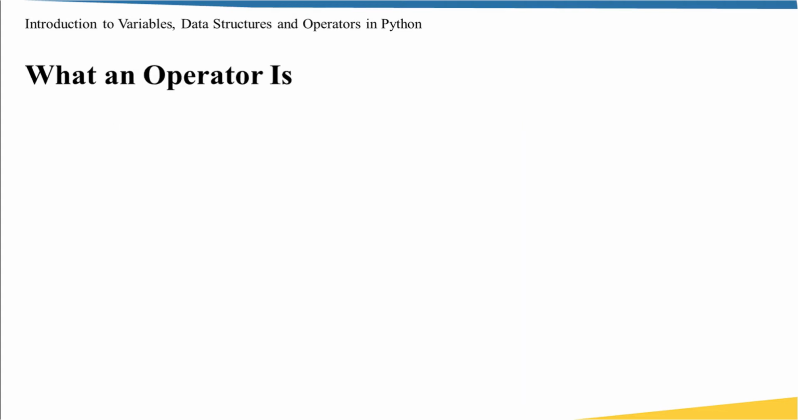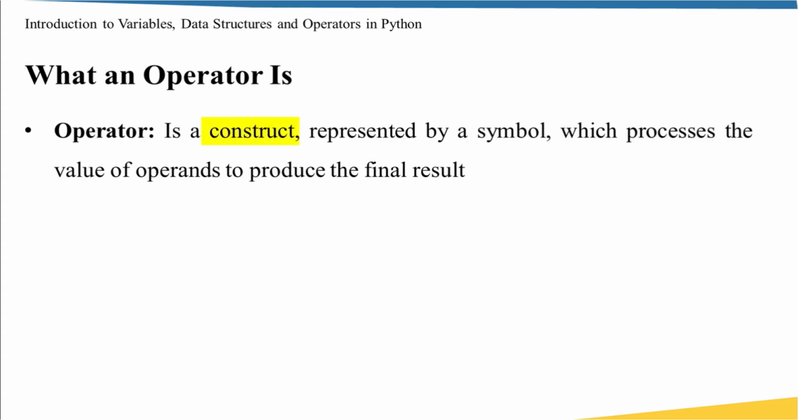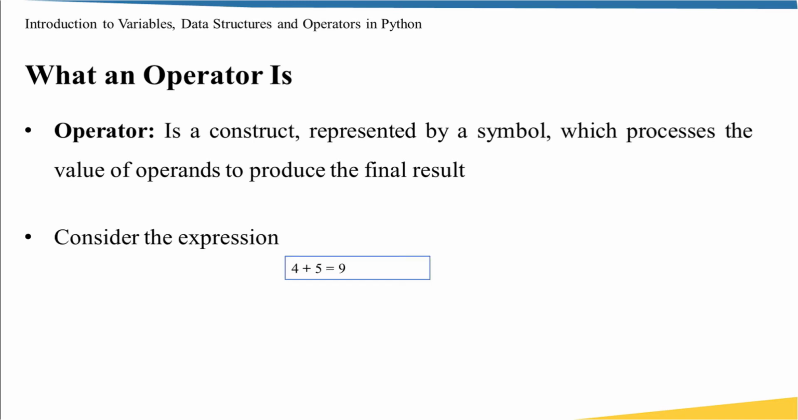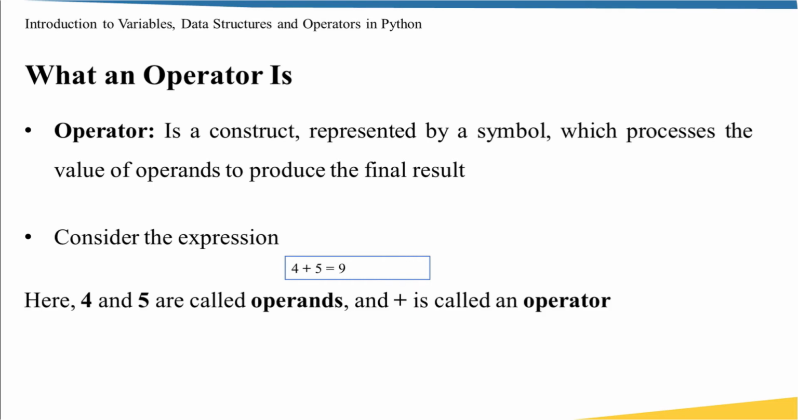Now let's talk in more details about operators. So what's an operator? Operator is a construct represented by a symbol which processes the value of operands to produce the final result. To understand this definition better, let's see an example. Consider the following expression: 4 plus 5 equal to 9. In this expression, we call 4 and 5 operands, whereas we call this plus sign an operator. The operator's job here is to add 4 to 5, and the final result is 9.